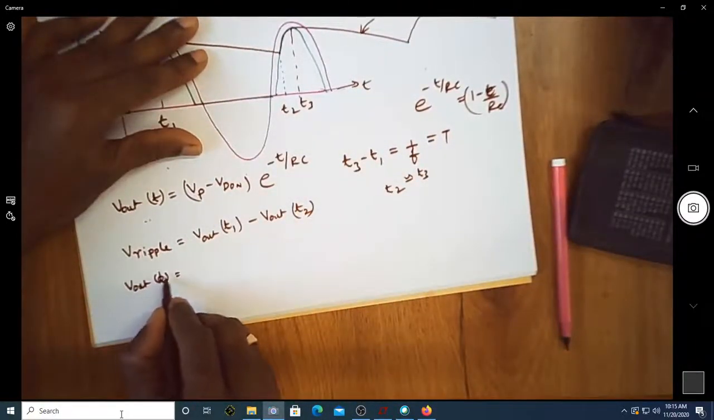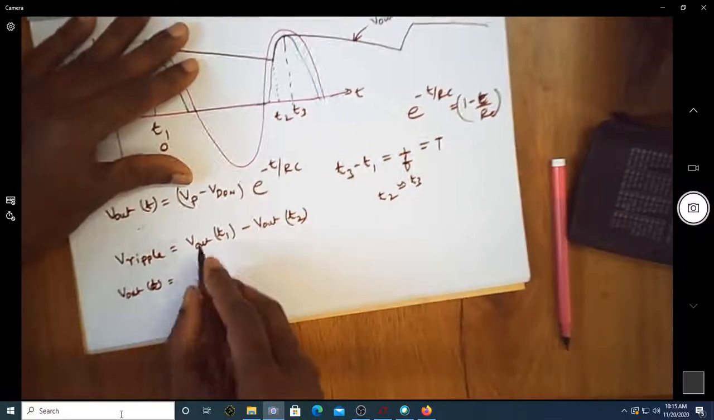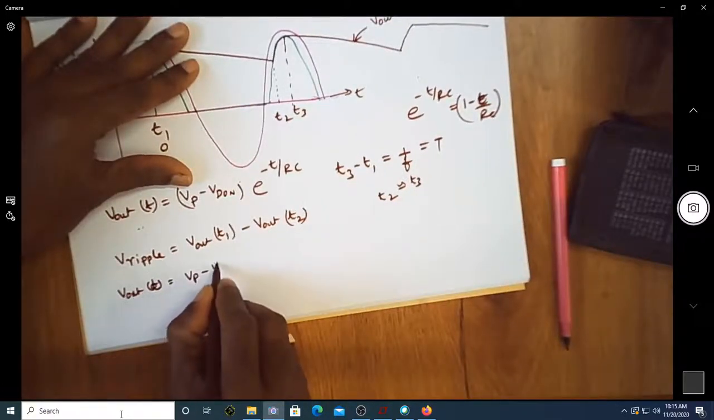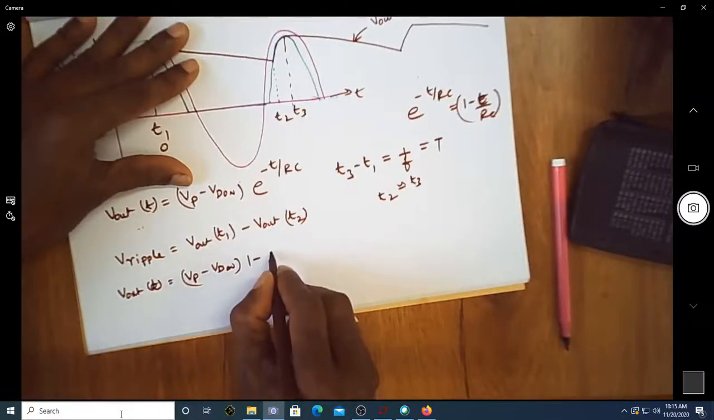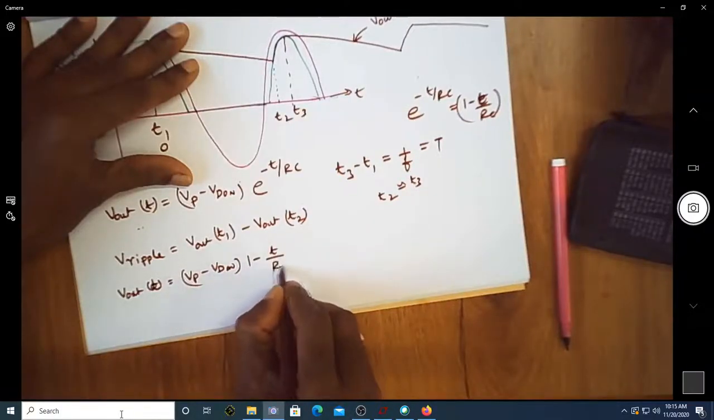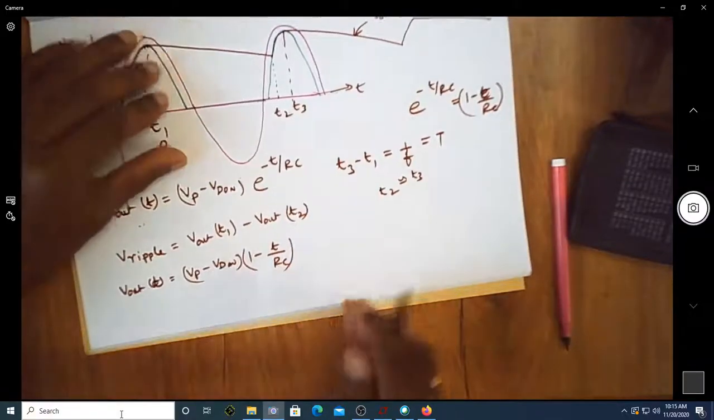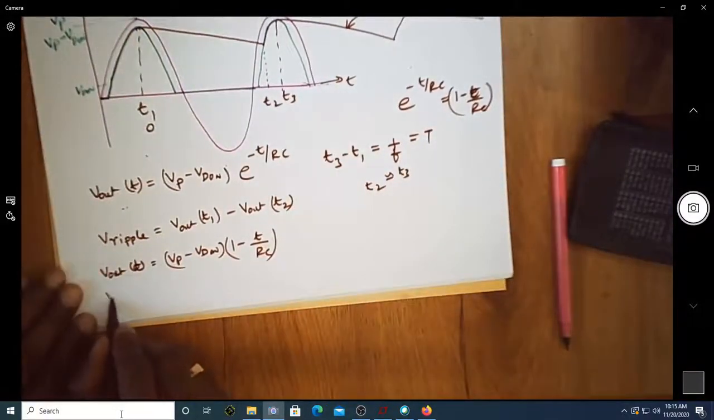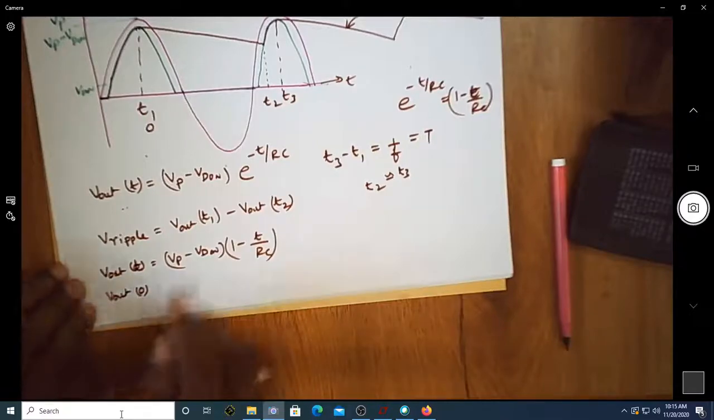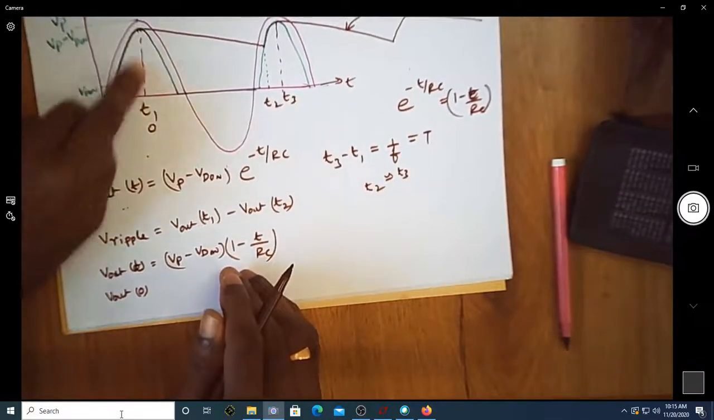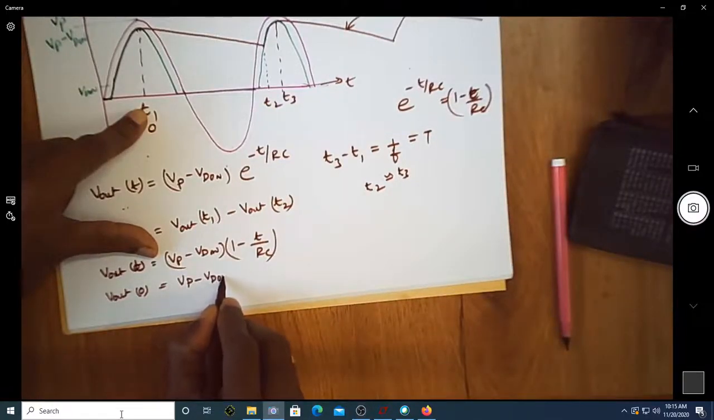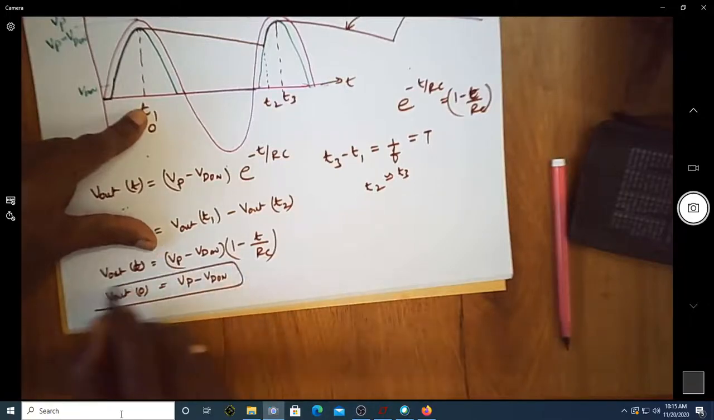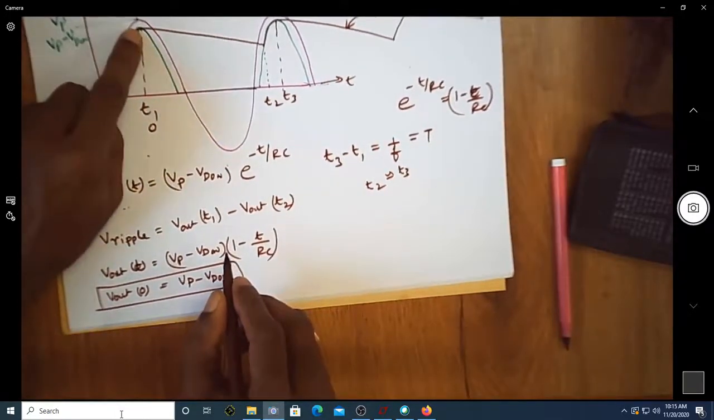Let me rewrite. V out of t is nothing but Vp minus V diode, into 1 minus small t by RC. Suppose you want to find V out at 0, that is, the voltage at t equals 0, is it not Vp minus V diode? This is the voltage at this point, which is true here also.